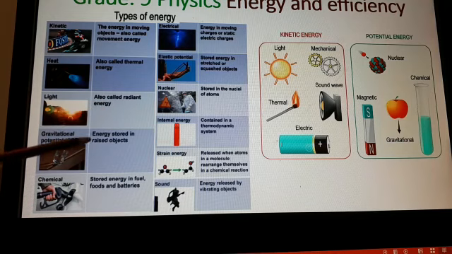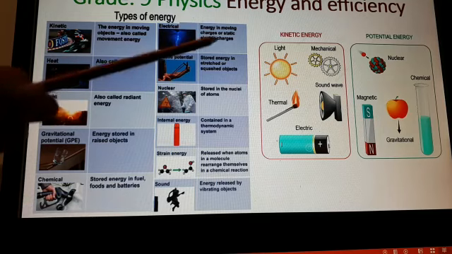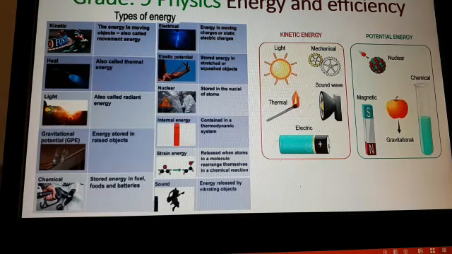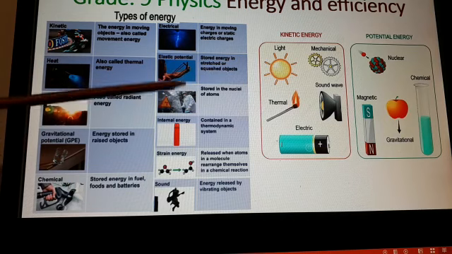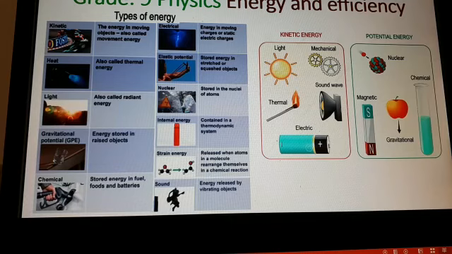Gravitational potential energy, energy stored in a raised object. Chemical energy, stored energy in fuel, food and batteries. Then electrical energy, energy in moving charges or static electric charges. Elastic potential energy, stored energy in a stretched or squashed object. Nuclear energy, stored in the nuclei of an atom, or we have to say stored energy released by a nuclear reaction.